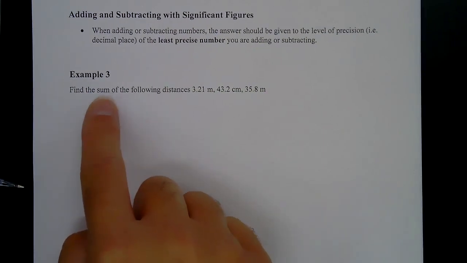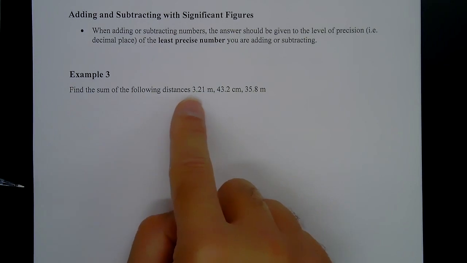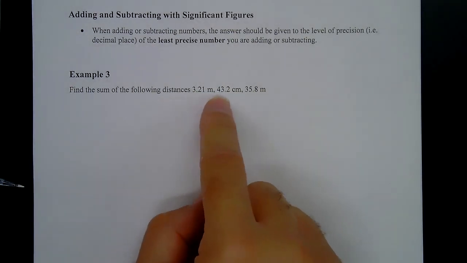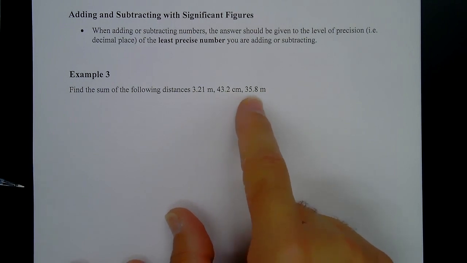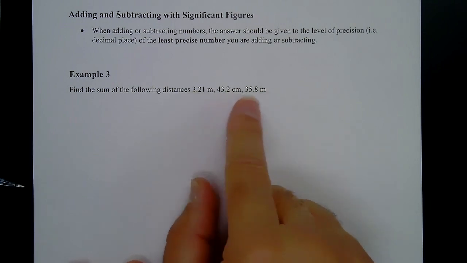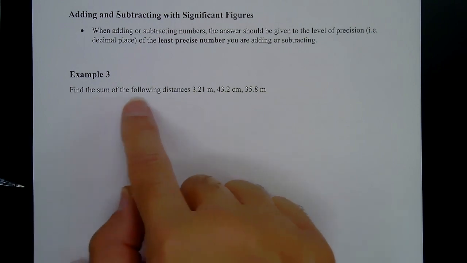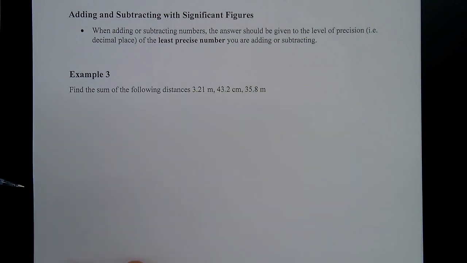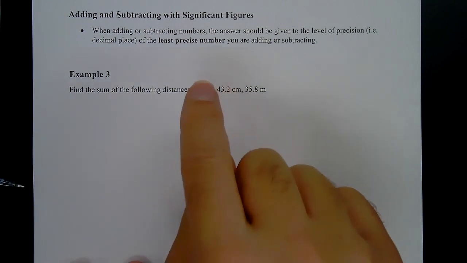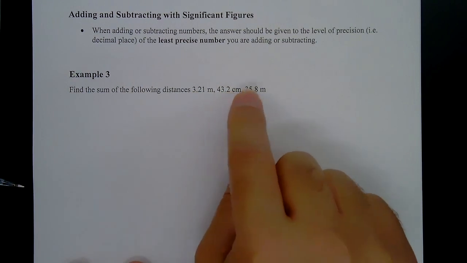Find the sum, which means add the following distances. So 3.21 meters, 43.2 centimeters, and 35.8 meters. Now there's a problem with these. The only way we can add these is if they're all the same units. We don't have the same units, so we have to start paying attention to units more than what we have been, okay? This is meters, this is centimeters, this is meters.